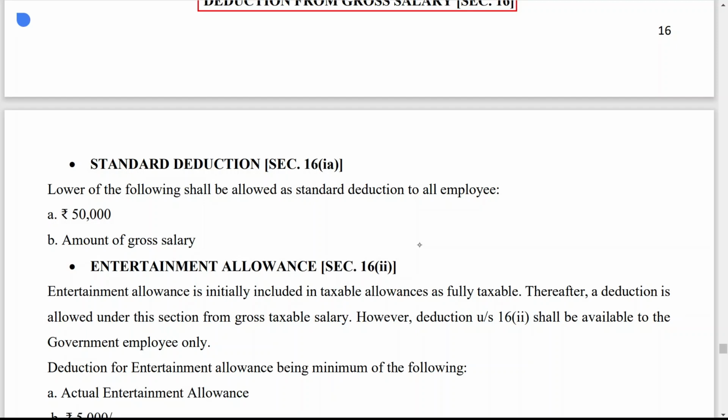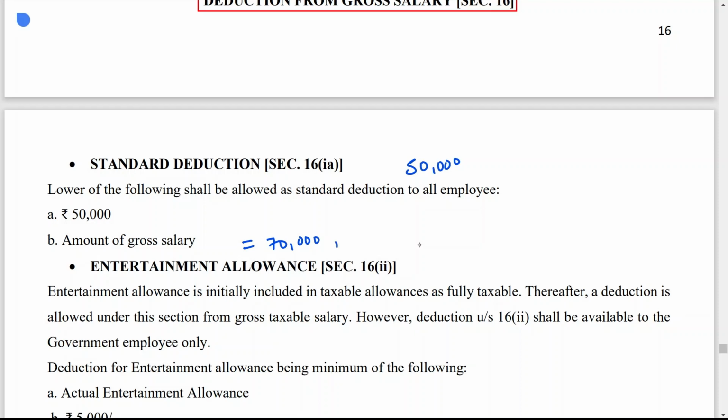So in this video, students, we are going to discuss deduction plus one full-fledged example of calculation of salary. So first of all, deduction from gross salary, section 10, section 16, subsection IA 2 and 3. So first one is standard deduction. The lower of the following shall be allowed as a standard deduction to an employee: 50,000 and the amount of gross salary. Let us say the amount of gross salary is 70,000. In this case, he will get a deduction of 50,000.